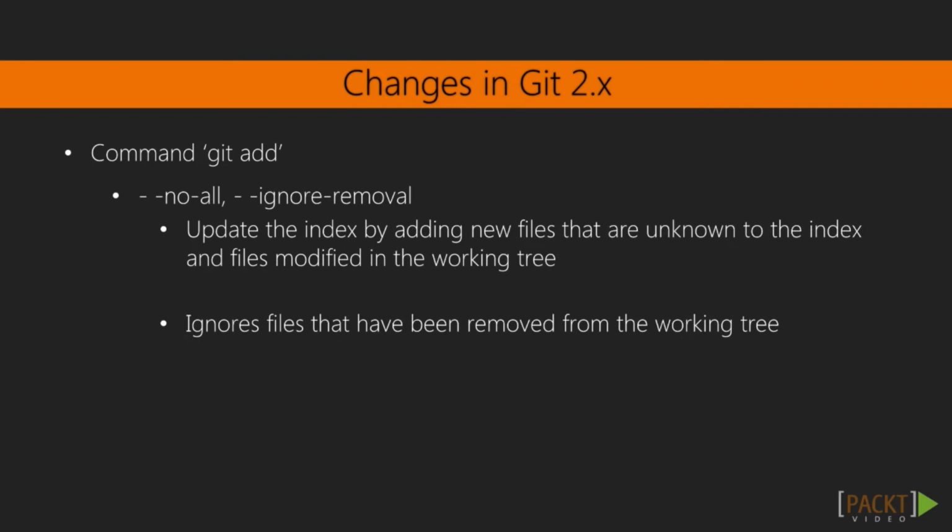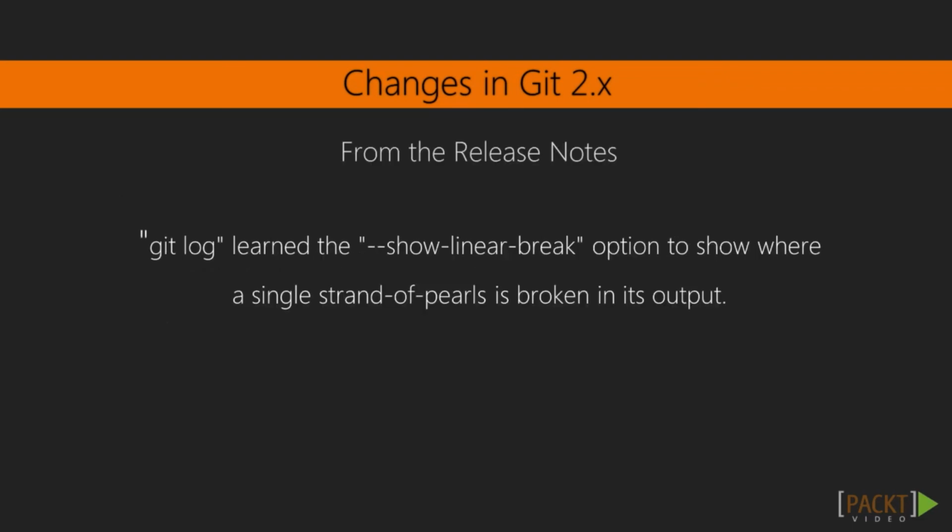Changes in git add when you do not specify a pathspec. Git assumes the entire tree even if you are in a subdirectory of that tree. The git log command has an additional --show-linear-break switch, which is very useful. I recommend you experiment with this on your own.